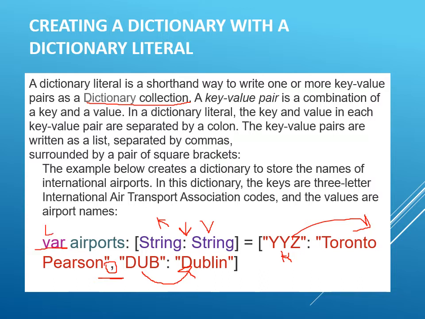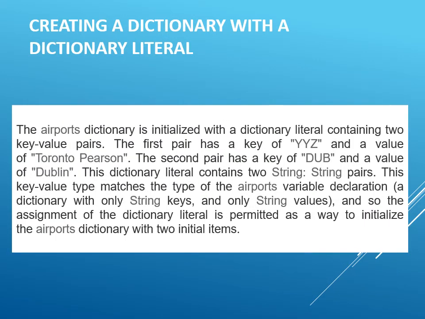But if you put let over here, you cannot do any updation or deletion. As I explained, the airport dictionary is initialized with a dictionary literal containing two key value pairs. The first pair has a key of YYZ and the next has a key DUB, and it has two strings. This string is for key and this string is for value.